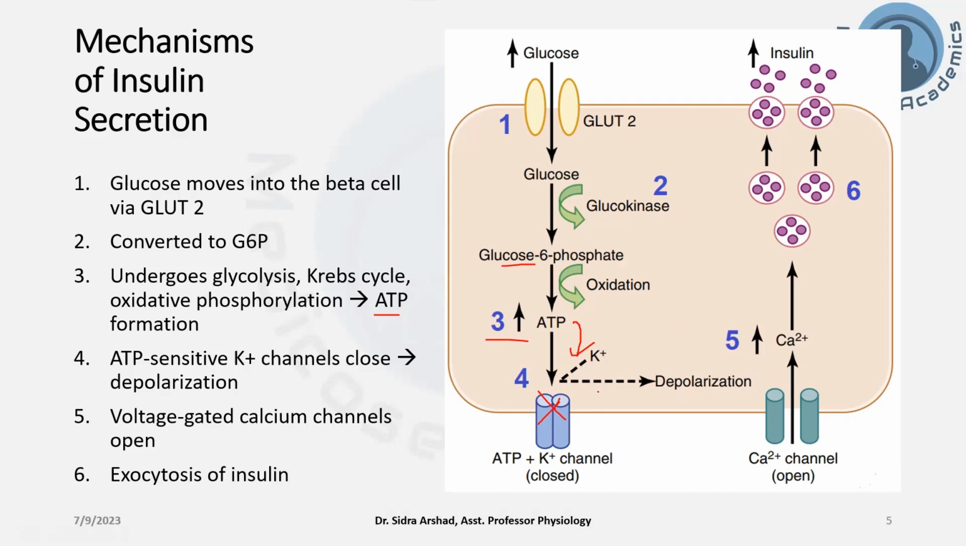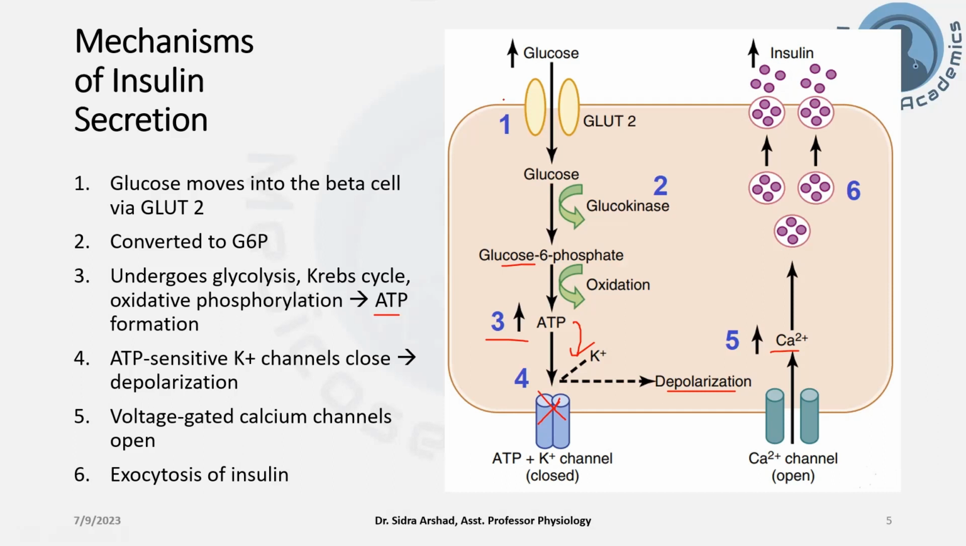When the intracellular potassium is increased, the cell is undergoing depolarization. This depolarization opens up the voltage-gated calcium channels. These voltage-gated calcium channels open up and there is calcium influx. Calcium influx then mediates the exocytosis of the secretory granules which contain insulin along with the C-peptide. So exocytosis takes place and insulin is released into the blood. So this is the mechanism of insulin secretion.